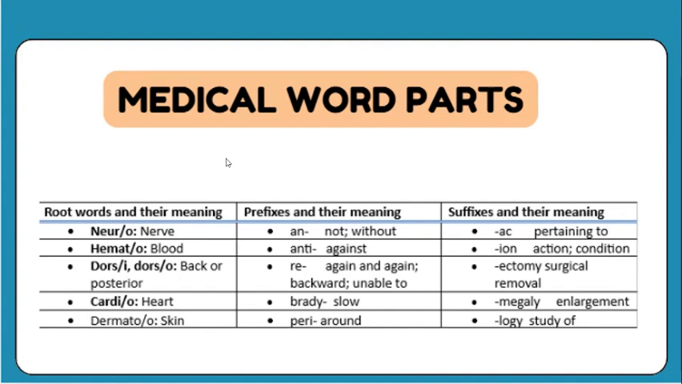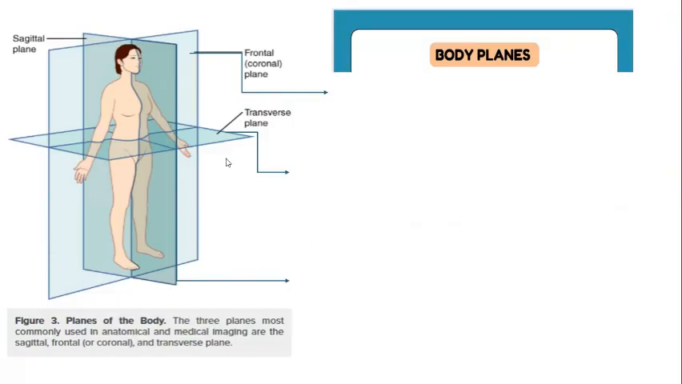There are more. Just like I've said, there are quite a number of suffixes, prefixes, root words, and their meanings that we need to familiarize ourselves with. This is just a few of them. You could check the material posted on the platform to have access to that information. Then the next one we'll be looking at is the body plane.